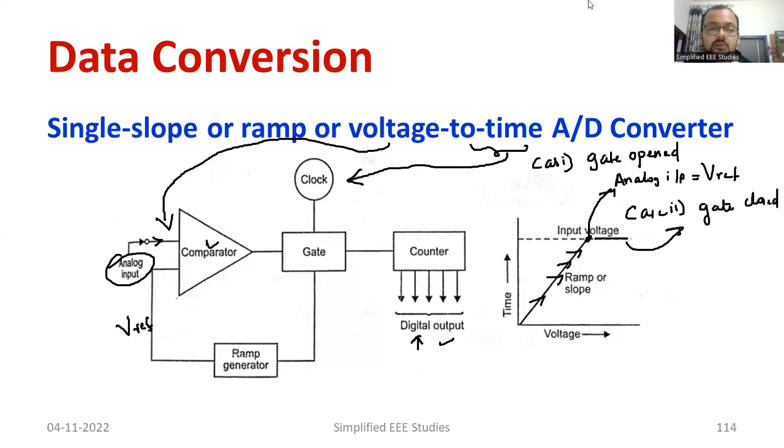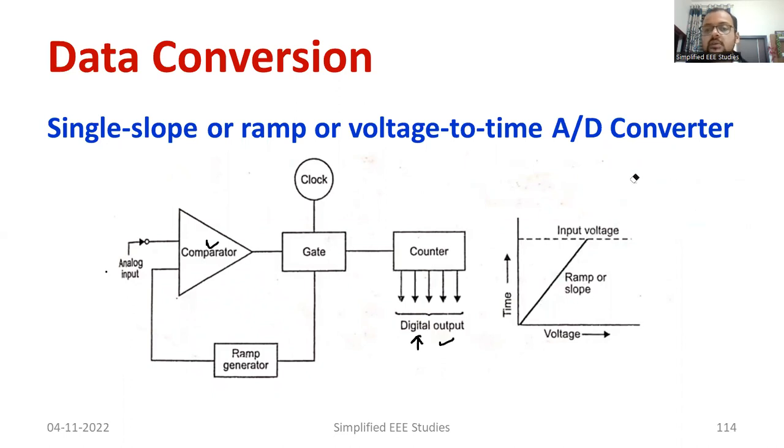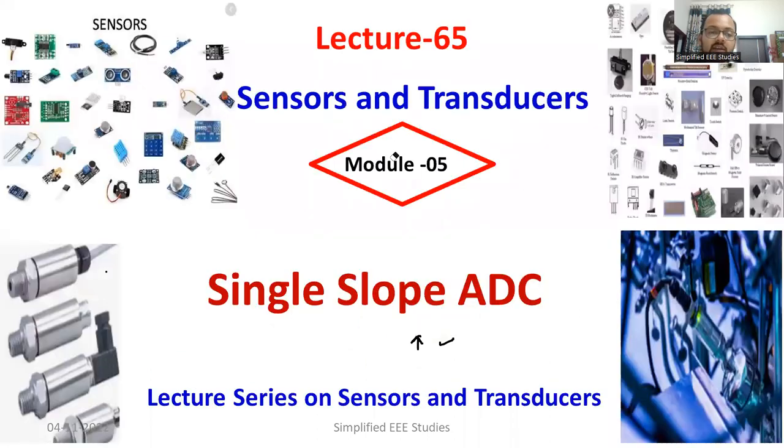Let us discuss the pros and cons. The advantage is that the accuracy is very high. Precision wise, the system is fine. The disadvantage is that it takes a little bit of time to convert the entire analog information to digital information, so time consumption. These are the major pros and cons of the single slope or ramp or voltage to time analog to digital converter. Let me know if you have any queries.